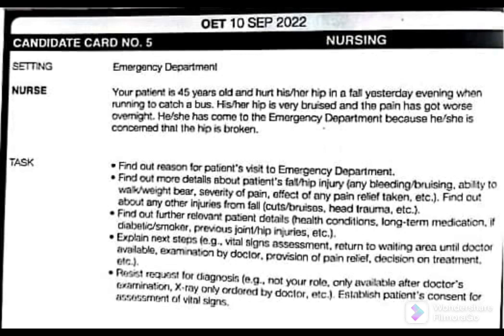steps like vital sign assessment, return to waiting area until doctor available, examination by doctor, provision of pain relief, decision on treatment, etc. Then we can tell that, well, Mr. George, I got your point, and I have noted everything for your doctor's consultation. And the next step is we are going to do your vital signs, and you can return back to the waiting area until your doctor will be available, because right now the physician is very much busy in the examination room with another patient. But no need to worry, I will let him know about your condition, and he will visit you without any delay.